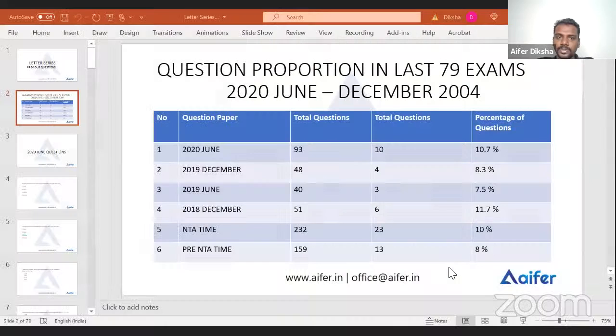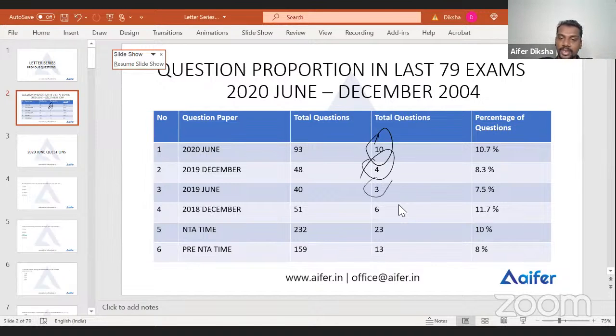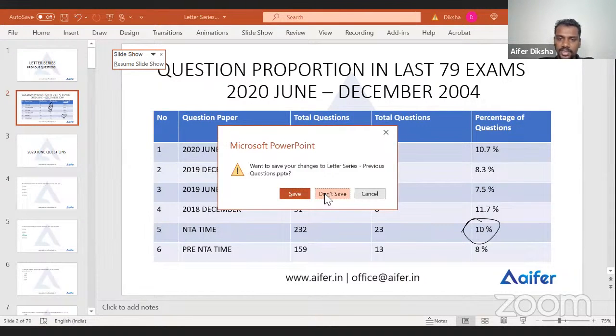Many of you asked that there are a lot of questions from letter series also. I will just show you the percentage of the questions from letter series. Out of 93, 10 questions in the last term, 4 questions in the 2019 December term, 3 questions in the 2019 June, and around 10% of the questions are from letter series.